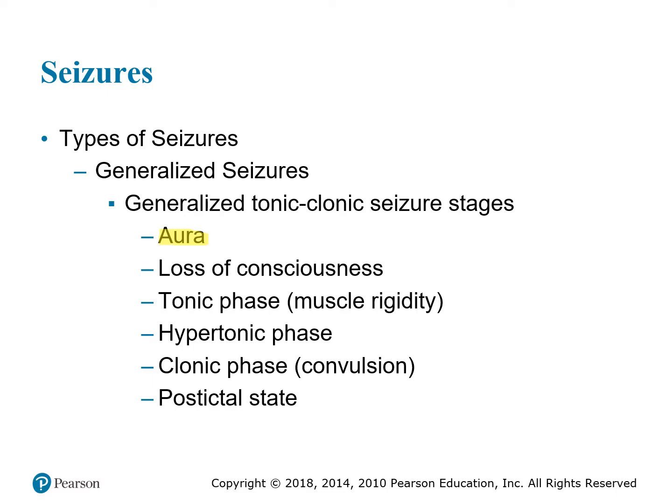We want to be able to define what a postictal state is for your exam. And that's literally just the stage where your patient is recovering. So they're coming out of their seizure, but their mental status is still altered. They may be unresponsive or they're just confused and disoriented. Sometimes they're a little bit combative, but over time, their mental status is going to progressively improve.